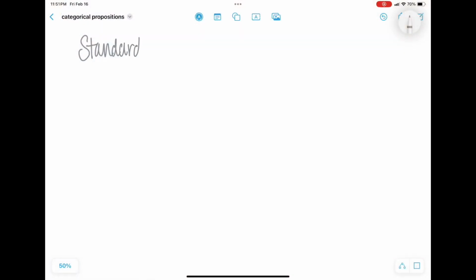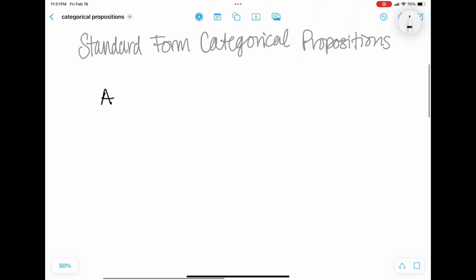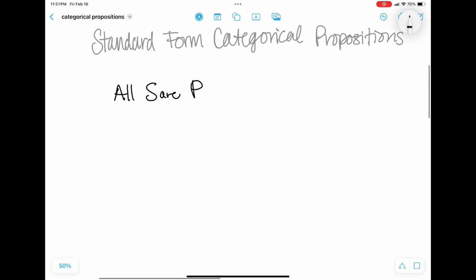Hi, let's give an overview of standard form categorical propositions and the modern square of opposition in as close to 5 minutes or under as we possibly can. The main, overall, most important concept touched on in chapter 4 is the notion of the categorical proposition in general. So first, we learned about 4 forms of standard categorical proposition.